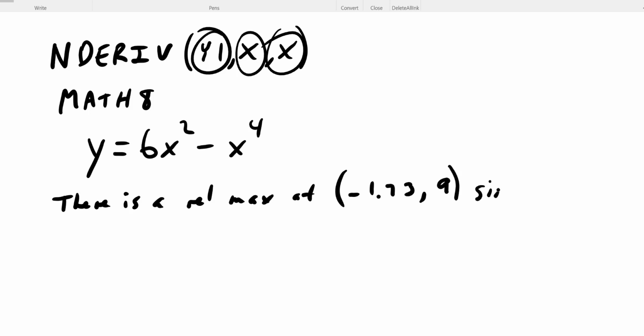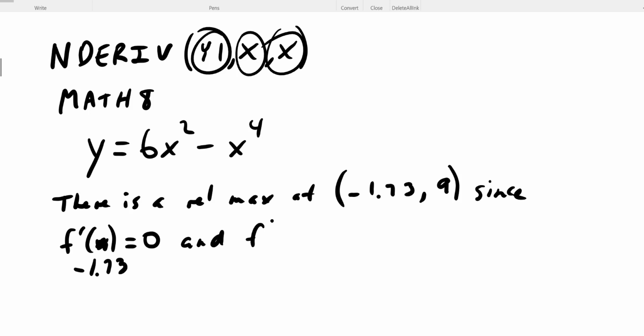And you can say, since f prime of x is equal to 0, or really, instead of f prime of x, you say f of negative 1.73. I don't care how you say it. If you say f prime of x equals 0 at x equals negative 1.73, or f prime of negative 1.73 is equal to 0. I personally like it this way, because then you say and f prime of x is changing.